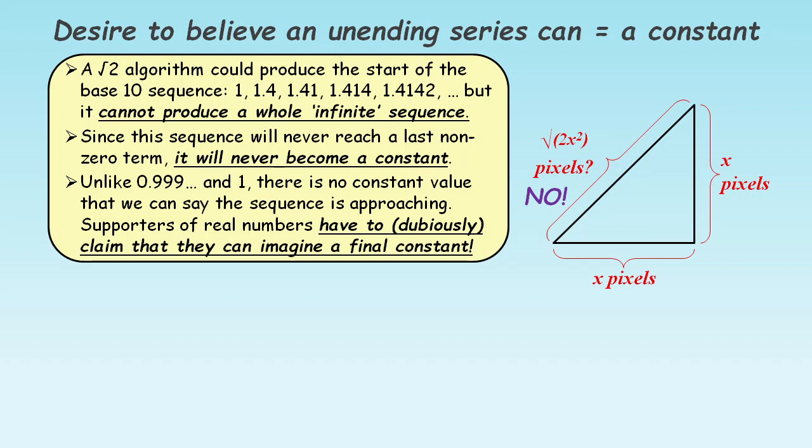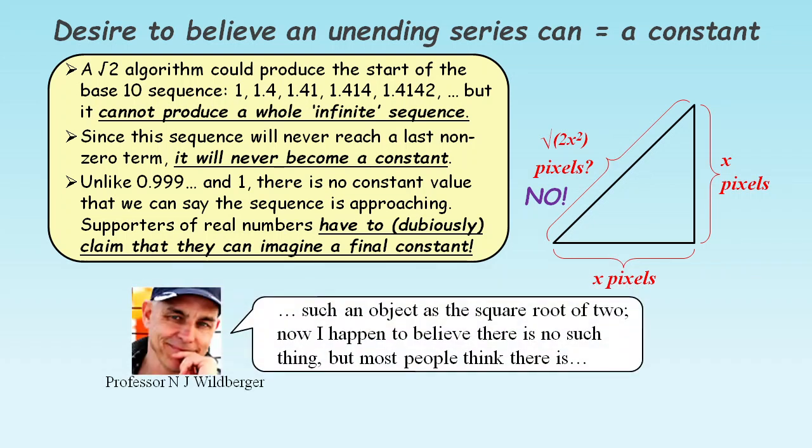So the supporters of real numbers have to dubiously claim that they can imagine a final constant, and since they think they can imagine it, such a point must therefore exist. And so, as I mentioned earlier with the example of Norman Wildberger, even some mathematicians now finally concede that the square root of 2 does not exist.